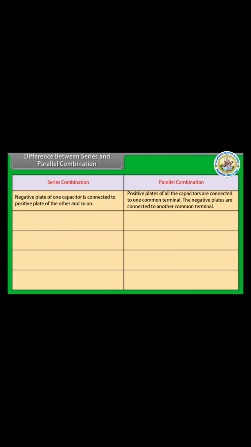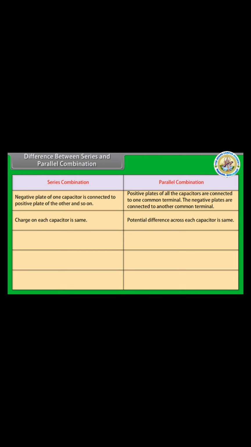Difference between series and parallel combination. In series combination, negative plate of one capacitor is connected to positive plate of the other and so on. Whereas in parallel combination, positive plates of all the capacitors are connected to one common terminal and negative plates are connected to another common terminal. In series combination, charge on each capacitor is same. Whereas in parallel combination, potential difference across each capacitor is same.